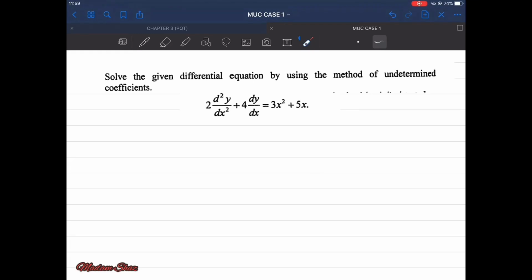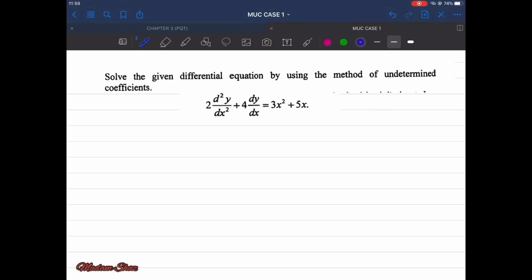Okay, now let us try to solve this question. Solve the given differential equation by using method of undetermined coefficient. So refer to your right hand side. You have 3x squared plus 5x. So this one is from case 1. Why case 1? Because f(x) is in terms of a polynomial function.